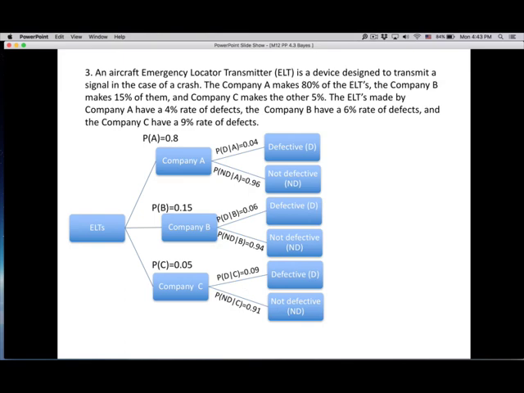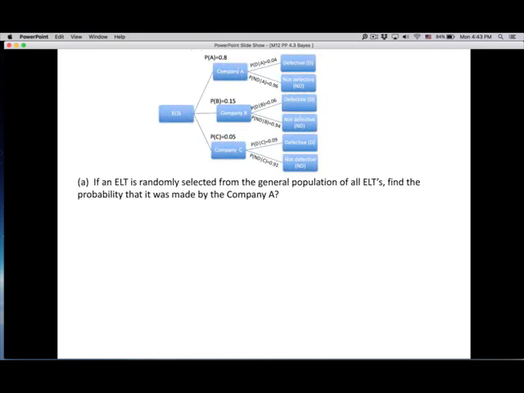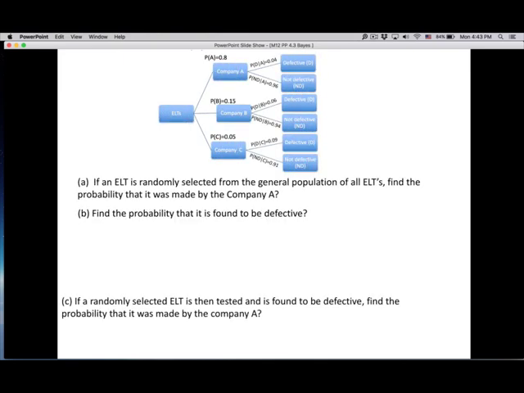Okay, so we're just using the tree diagram here and then answering the questions. Find the probability that it was made by company A. We got it from here, P of A is equal to 0.8. Find the probability that it is found to be defective. So we do have a couple of situations. Either it is defective and made by company A, or it is defective and made by company B, or it is defective and made by company C.